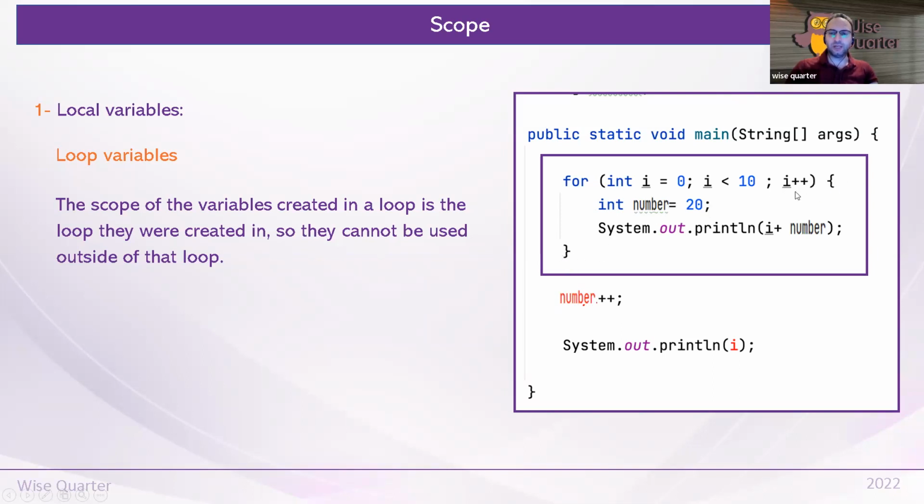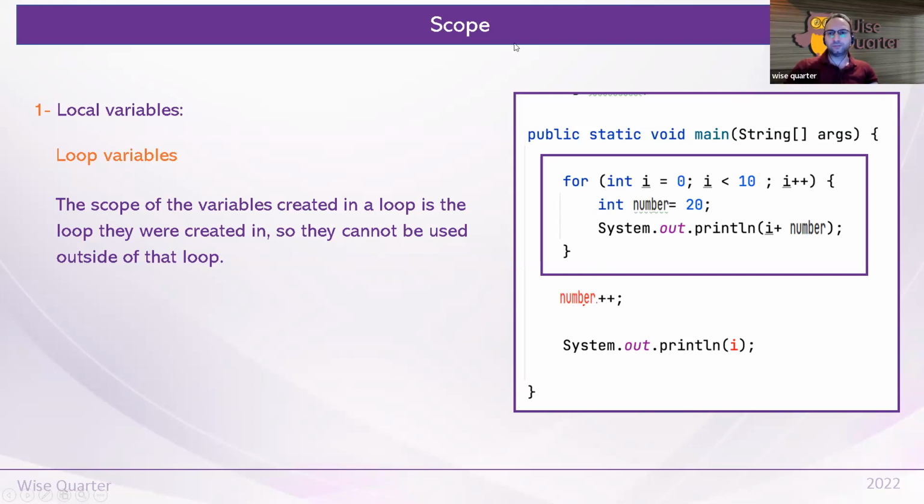As long as you are in the loop, you can use it. But after the loop, when you try to increase its value, it will be impossible. It has been created here in the loop, and it belongs to the loop. It can be used only inside of the loop. Outside of the loop, there won't be a number variable. If you want, you can of course create it again and use it, but you cannot directly use it.